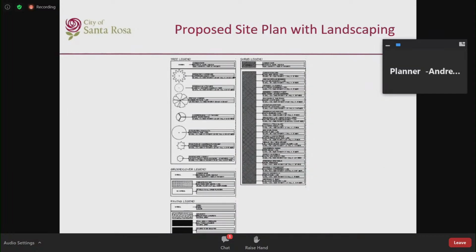A variety of trees are proposed on the site, including the Chinese pistache, crepe myrtles, and southern magnolias, as well as several other ornamental trees. And then along the rear of the Highway 101 portion are larger pine trees. Next slide, please.